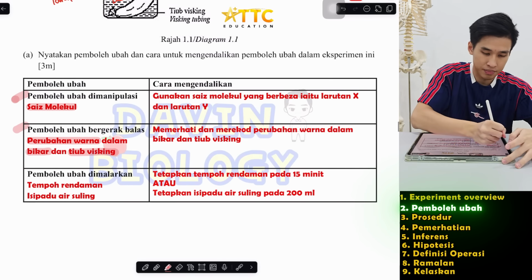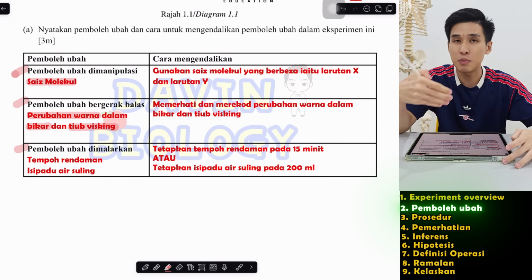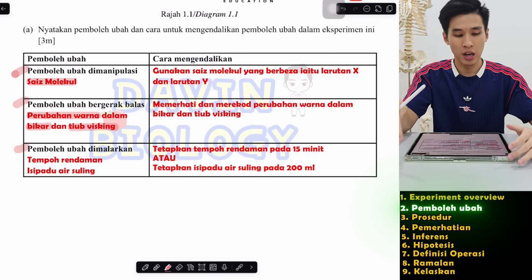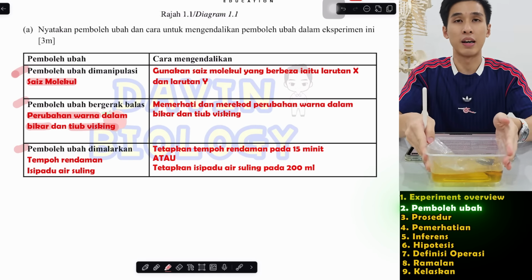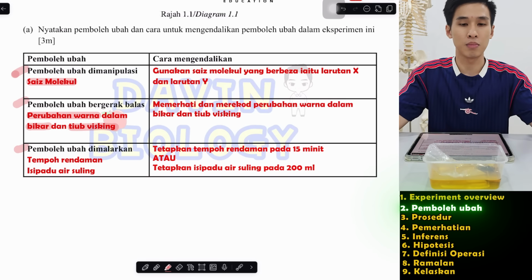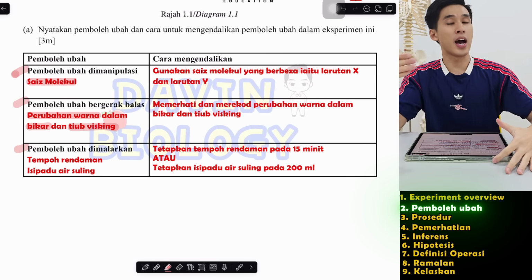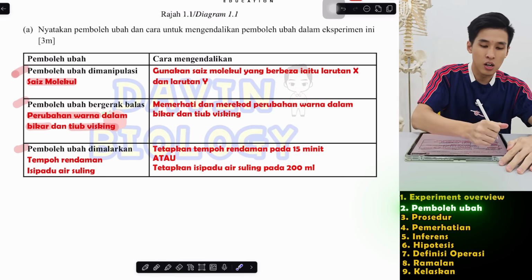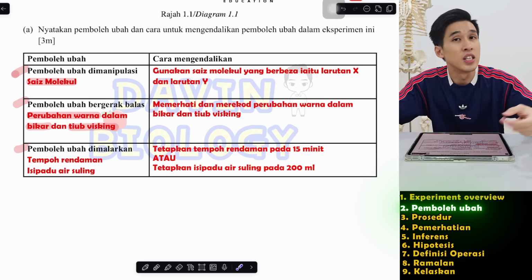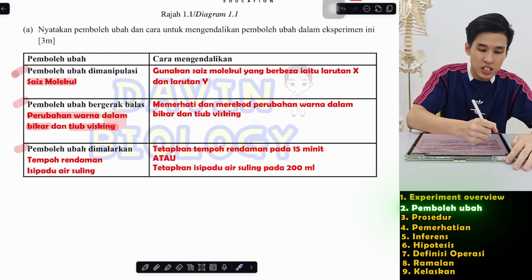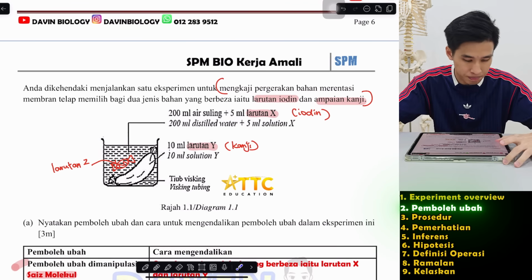So for dimalakan, 固定性变数 is tempo rendaman and isi padu air suling. Now for this experiment, right, dimalakan is not very important because we're only going to have one experiment set up. It's not like going to have multiple setup whereby all have to be the same temperature and all. So that's why this one not too important. But if they ask, you can just go for the easiest one. Tempo rendaman, 泡多久? How long you want to soak? Let's say 10 minutes, 15 minutes. Or you also can say isi padu air suling means the water outside here must be 200 ml, for example.